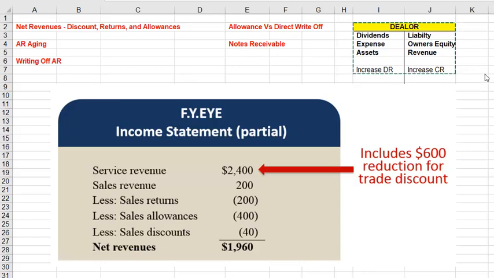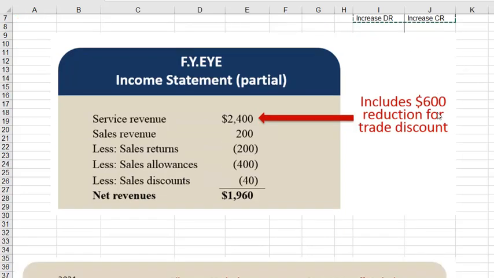Here we have our dealer. Just a refresher here that this side on the left is increased with a debit. DR stands for debit, so dividends, expenses, and assets. The other side, liabilities, owner's equity, and revenue, are increased with a credit. Let's review a couple of these topics and then move on to our example.